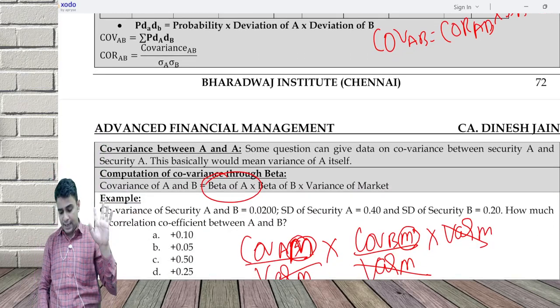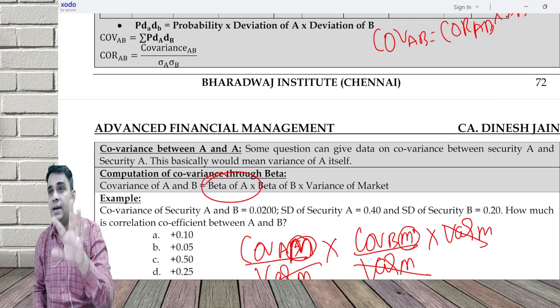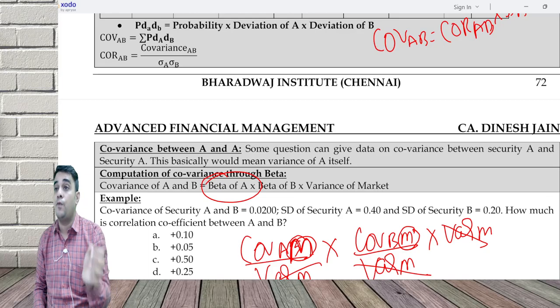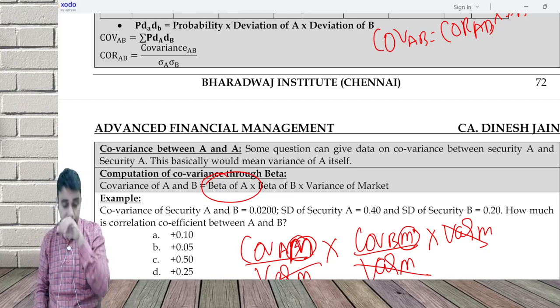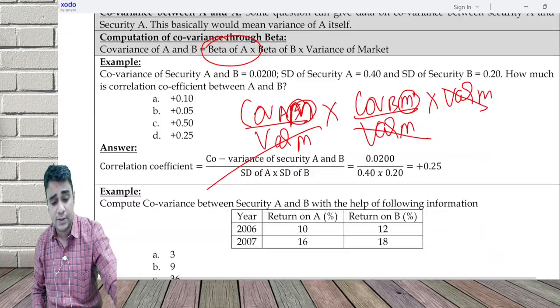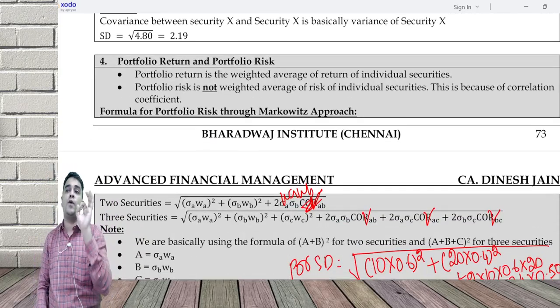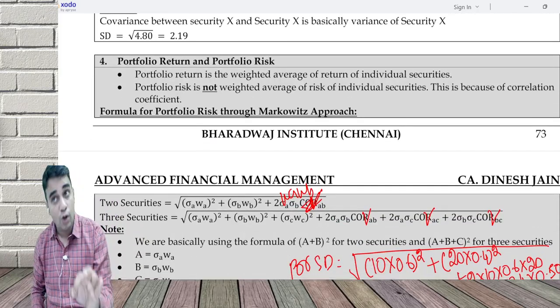Covariance between A and A is called variance of A, and covariance can also be calculated through beta. Beta of 1 into beta of 2 into variance of market. Then we moved ahead and saw portfolio return and portfolio risk. Portfolio return is weighted average. Portfolio risk is not weighted average.